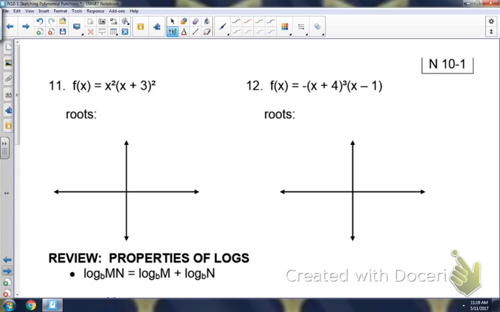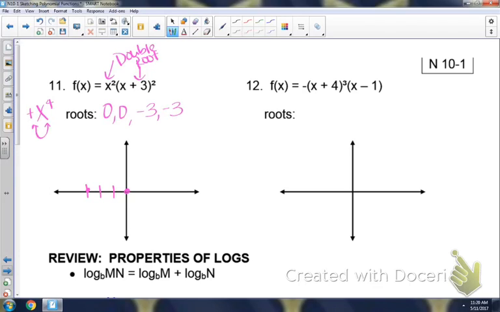Okay, 11, notice we have x squared. When we have just an x, our root is 0, so x squared would be a double root at 0. And then (x plus 3) squared is also a double root. That would be at negative 3. So we have 4 overall, and it's positive. So that should be opening up. So double root at 0, double root at negative 3.